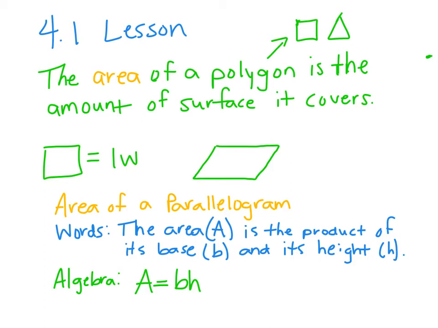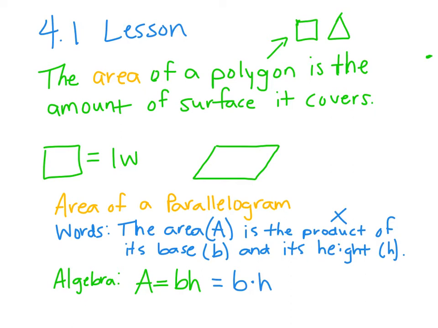So it's the product, and we know that product is multiplication. So it's the product of its base, and we use a lowercase b and a lowercase h to represent base and height. And the reason we do that is because it is algebra. Now we're saying base times height. So you need to recognize that that is base times height.